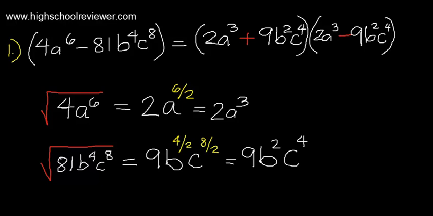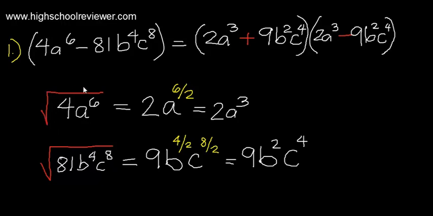Here now are the answers to the exercises about the difference of two squares. For our first problem, we have the quantity of 4a raised to positive 6 minus 81b raised to the fourth and c raised to positive 8. 4a raised to 6 is a perfect square, and 81b raised to the fourth, c raised to the 8 is also a perfect square. And then let's get the square root.